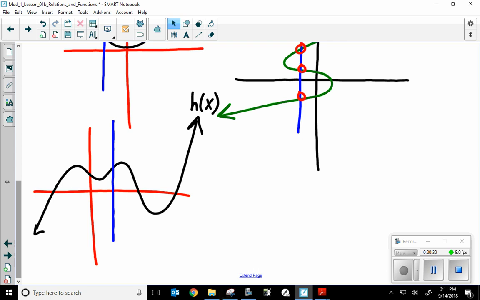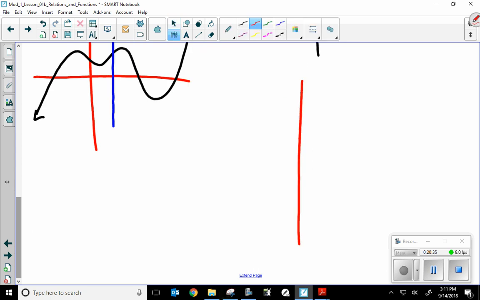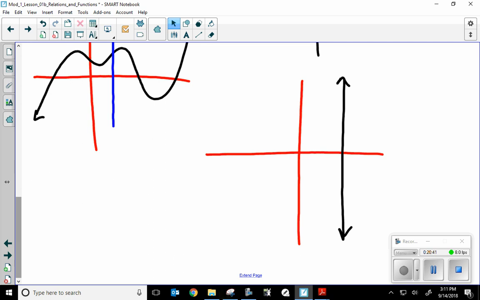I saved the best for last. Let's say I have a graph here, and I actually draw a vertical line. Now, I take my vertical line test and I put it right on top of that. Does that touch once? Is that a function or is it not a function? And the answer would be, it is not a function. How come?